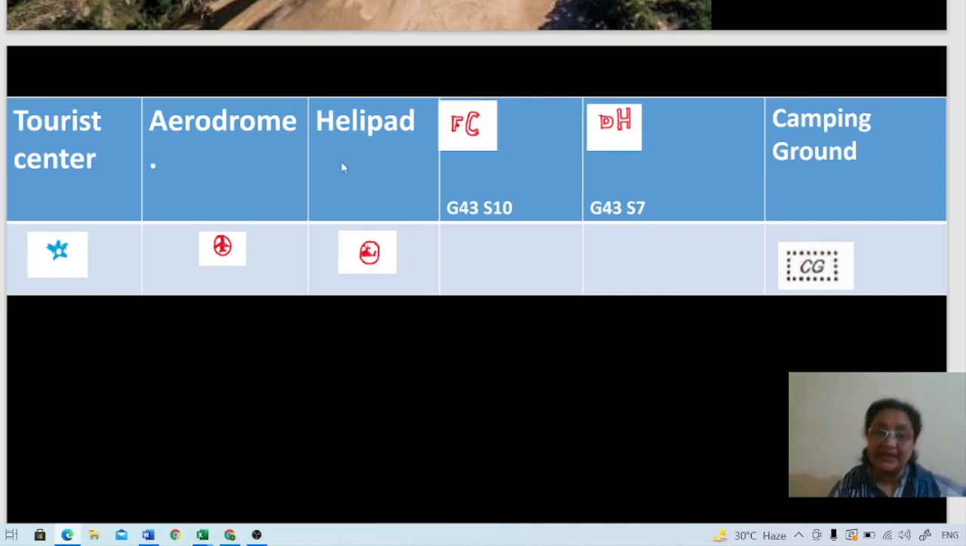And when it is a helipad, you will find the symbol of a helicopter in between that red circle. Okay, can you see the difference? Aerodrome is the term generally used for airports. Helipad is that place where the helicopters land and take off.